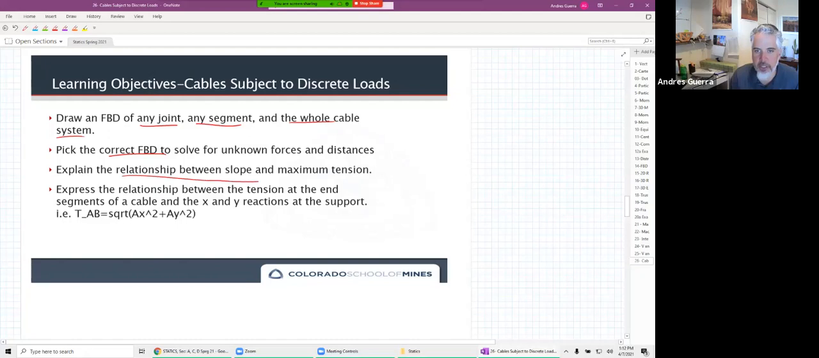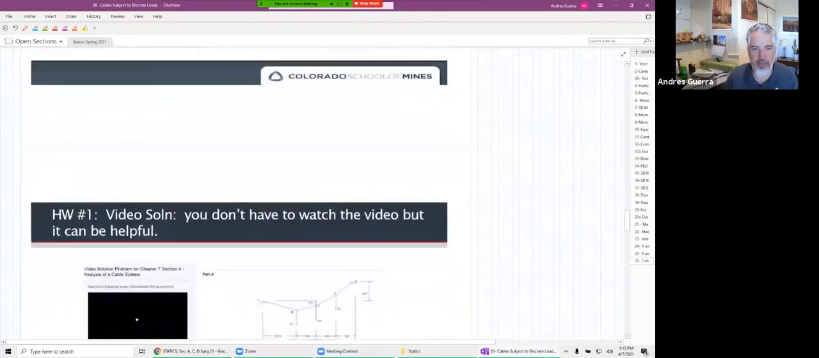Explain the relationship between slope and maximum tension. This is the same as it was before. Maximum tension will occur where there's the maximum slope. So wherever is the steepest slope, that's where we're going to have the maximum. We'll write that down. And then there's also this relationship that we want to identify. It's basically the Pythagorean theorem, and we'll talk about that as well.